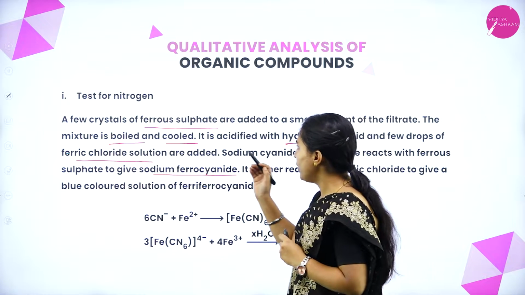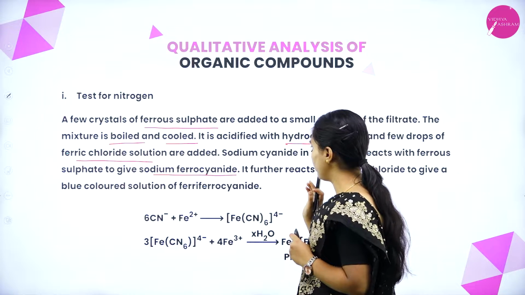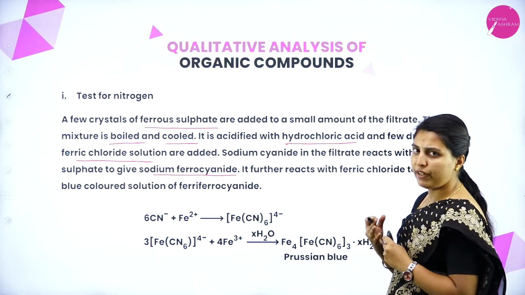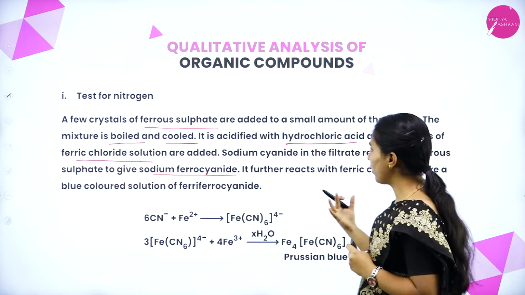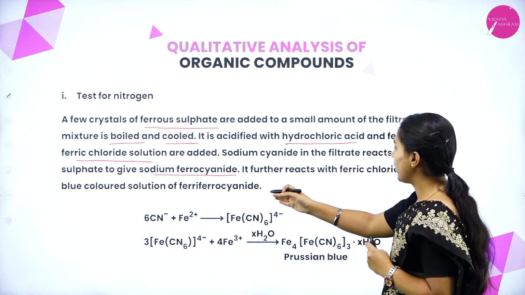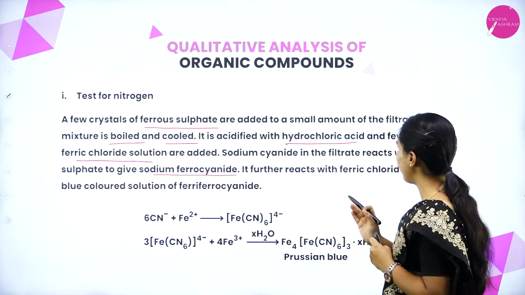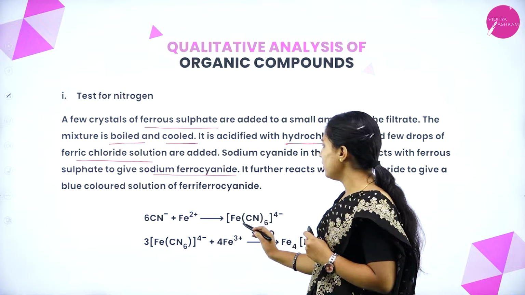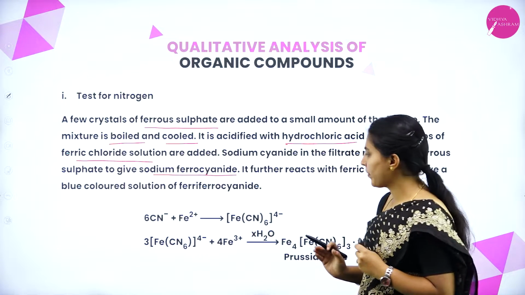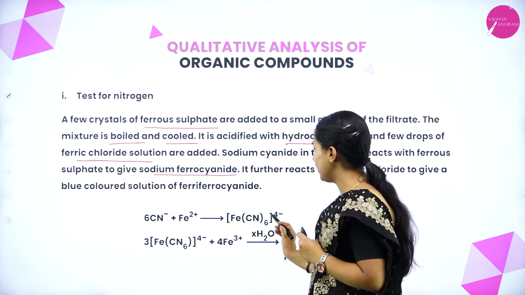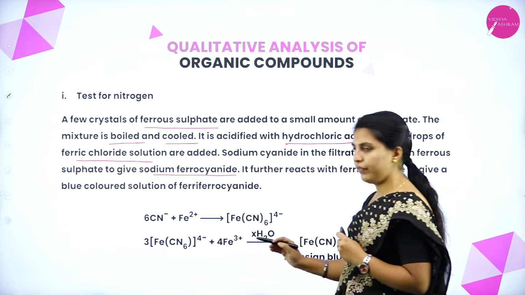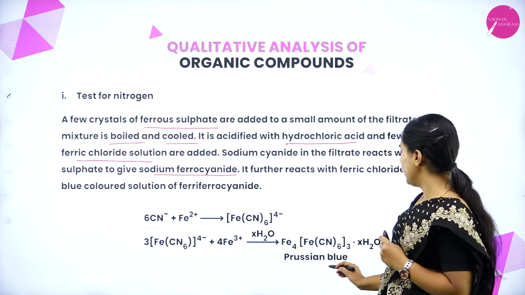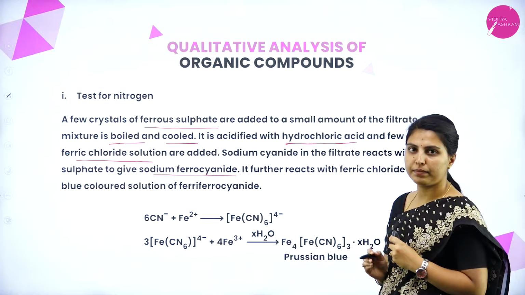What are they telling? First ferrous sulfate is added to the small amount. Then you have to add HCl to acidify it, and then ferric chloride. Sodium ferrocyanide should form with that. This is cyanide, this is iron. This is ferrous cyanide, right? And this is a complex. Again you are treating with ferric chloride here, and it will form ferriferrocyanide, that is in Prussian blue color.